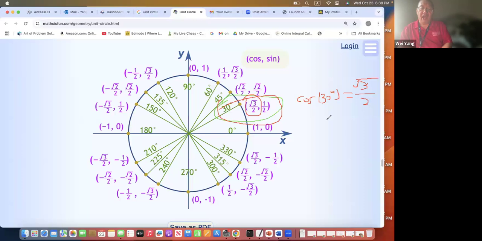So how can we calculate sine 30 degrees? Look at 30 degrees again, and then you see that the y coordinate is 1/2, and that's our answer. Sine 30 degrees equals 1/2.